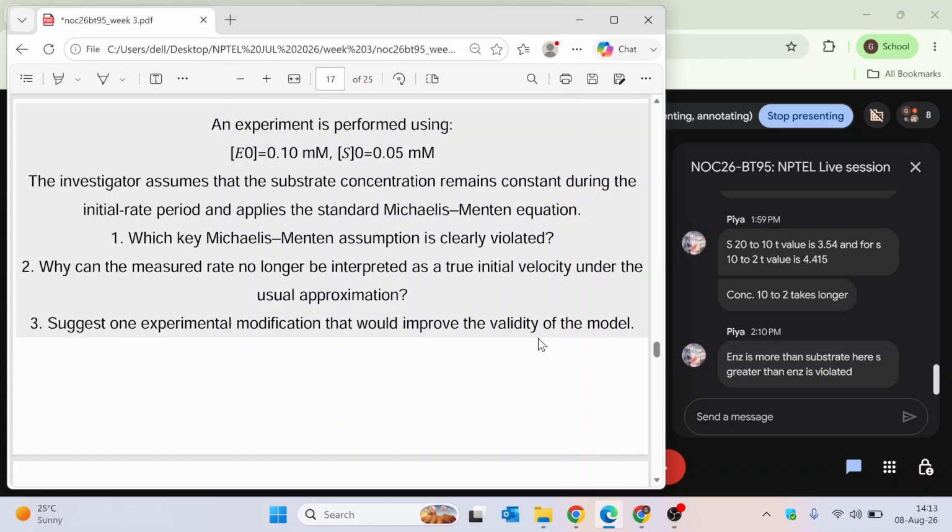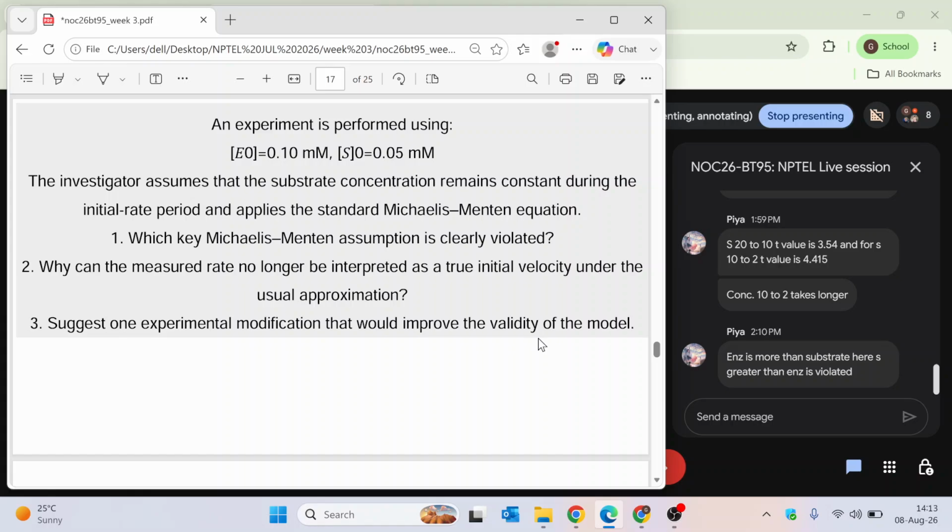You can't apply it to all conditions, but with the given data it is very clear that your enzyme concentration is twice the substrate concentration. So that's the key assumption that was violated before assuming Michaelis-Menten kinetics for the given reaction. And the second question is, why can the measured rate no longer be interpreted as a true initial velocity under the usual approximation?